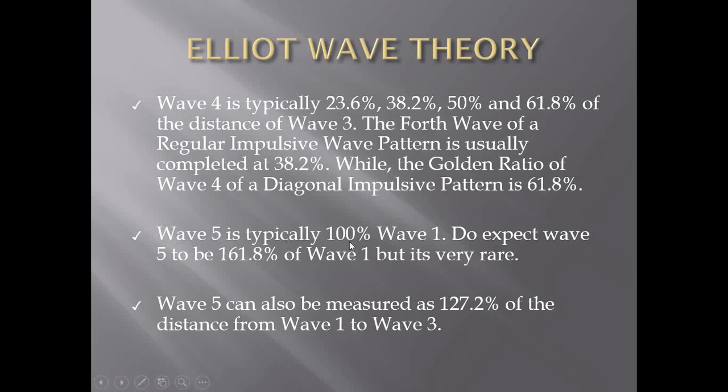Now let's go to wave 5. Wave 5 is usually equal to the distance of wave 1. So wave 1 and wave 5 are often equal. When you want to measure the distance of wave 5, you can measure it by comparing it to wave 1, because in most cases wave 1 and wave 5 are equal. But in some cases wave 5 might be completed at 161.8% of the distance of wave 1. However, it's very rare to occur.